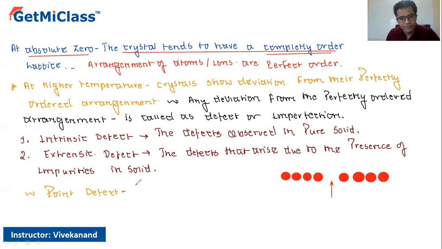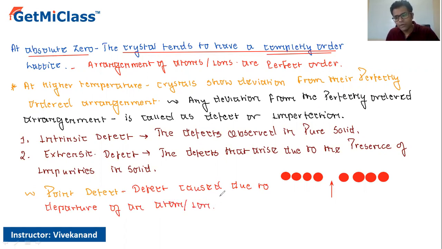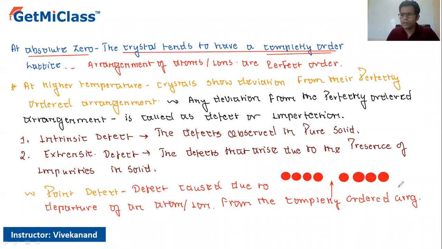So a point defect is the defect caused due to the departure, or what we can call an absence, of an atom or ion from the completely ordered arrangement. Right? This gives rise to the point defect. We are going to speak in detail about this point defect, of course.